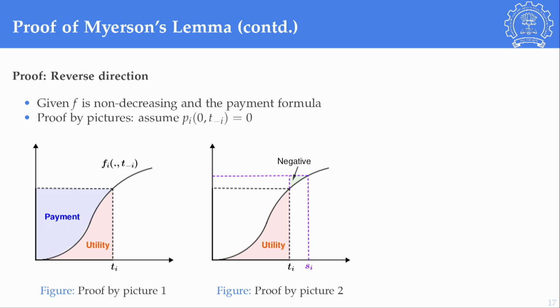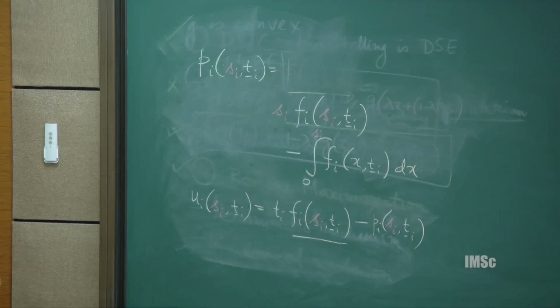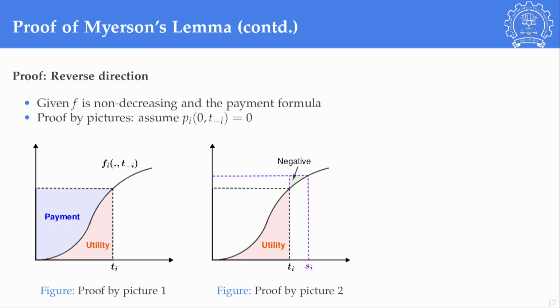What is your utility? It is f_i of s_i, t minus i, so that means you still have the altitude of the other rectangle on which you are calculating utility, that is still f_i. So, this point is f_i s_i, t minus i, right. So, that you are multiplying with t_i. So, this smaller rectangle is the first term in your utility function, right. So, this is the valuation that you are getting. Your valuation will still be multiplied with t_i.